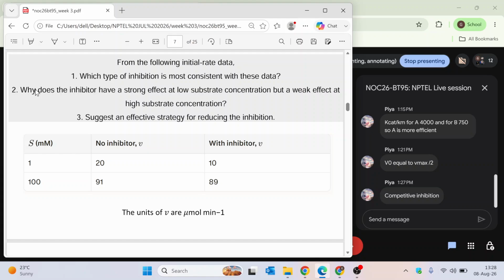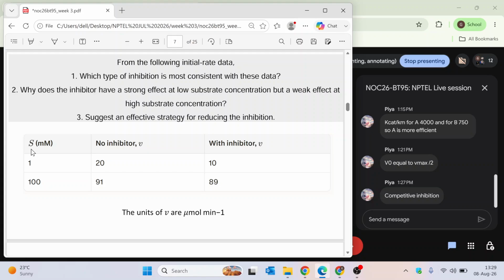Right, exactly. It is competitive inhibition. The question itself carries the answer in it. So first, when you see the data, when there is 1 millimolar of substrate, which is low substrate concentration. At low substrate concentration, without inhibitor, the rate is 20 micromole per minute, whereas with inhibitor, it just reduces to half, which is 10 micromole per minute.